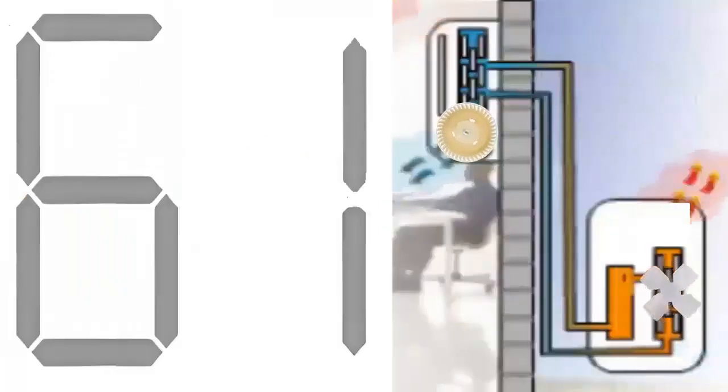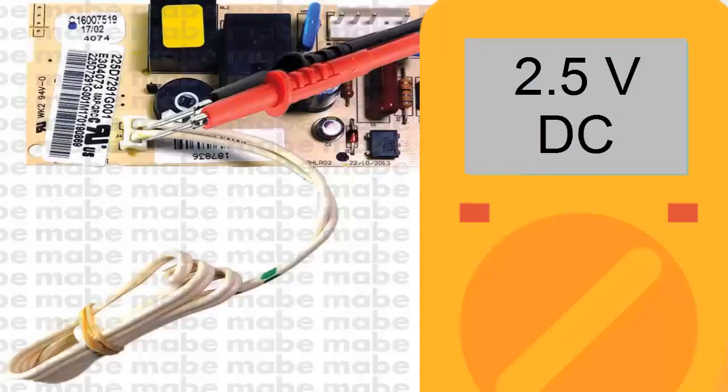5. Check if 5 volts are passing through the circuit board where the sensor is connected. If not, there could be an issue with the circuit board. You can measure the voltage value between the 2 pins with the board energized and the sensor connected. The correct reading in this case is around 2.5 volts.